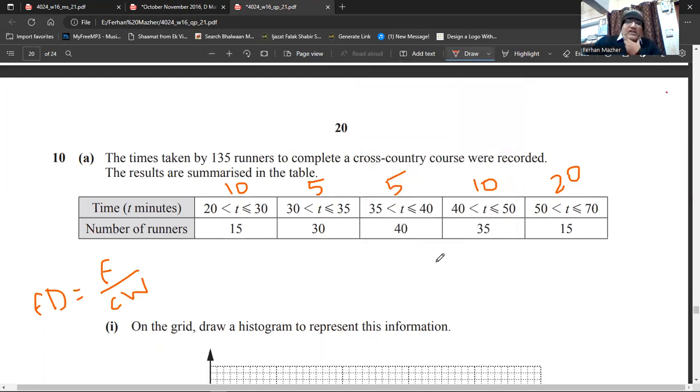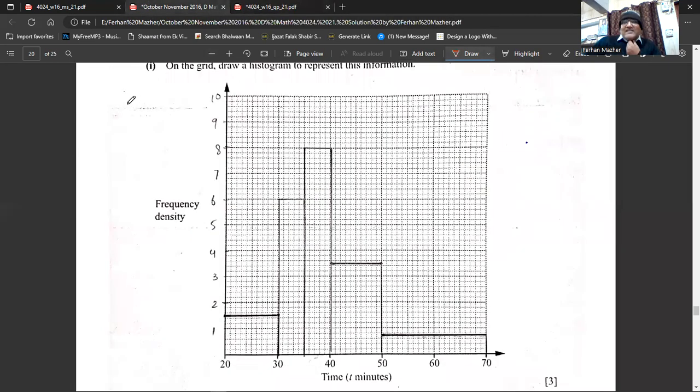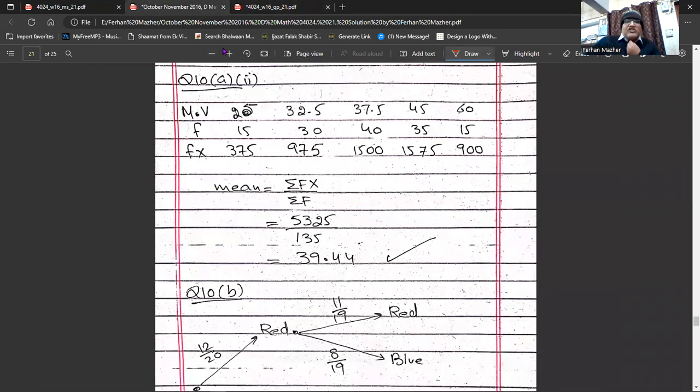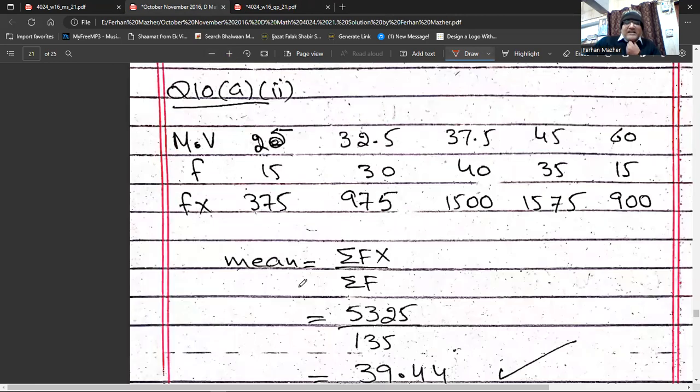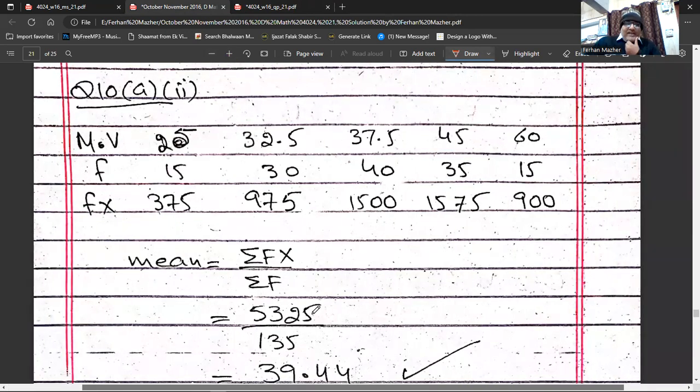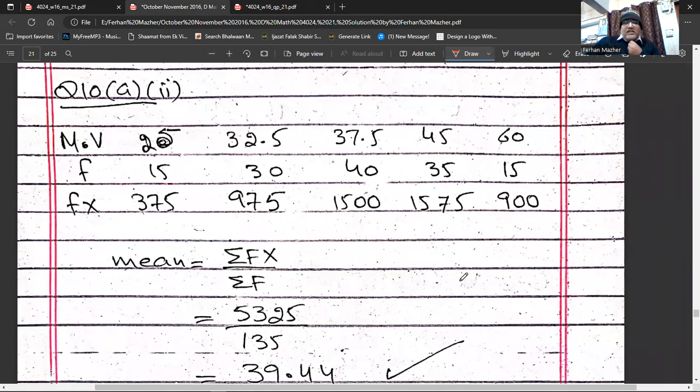You get the mid value, and then you multiply with the frequency, that you get fx, and the mean will be the summation fx divided by summation f. So here I have already found their mid values. So it will be 25, 32.5, 37.5, 40, 45 and 60. So the f is 15, 30, 40, 35, 15. Multiply the mid value or class mark, some people call it.